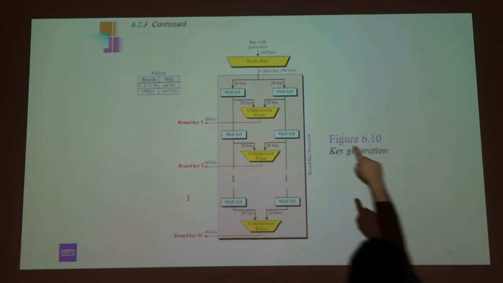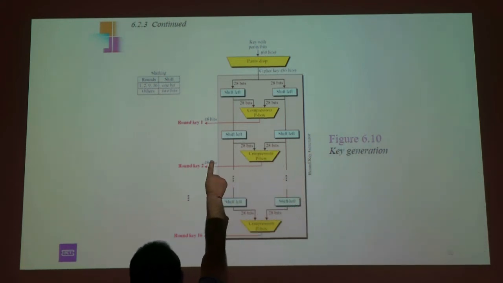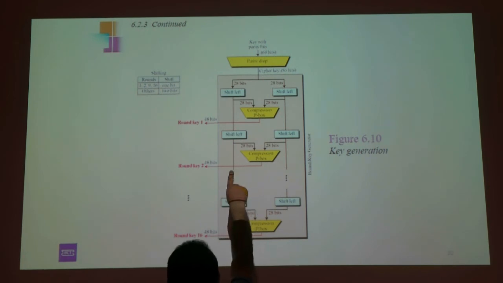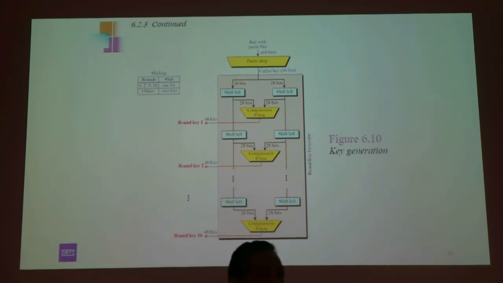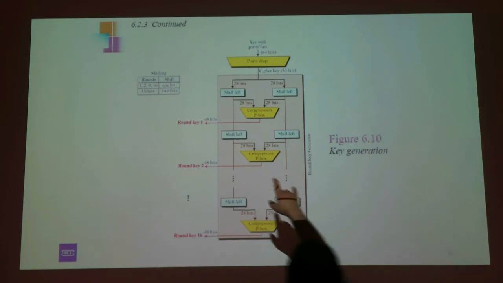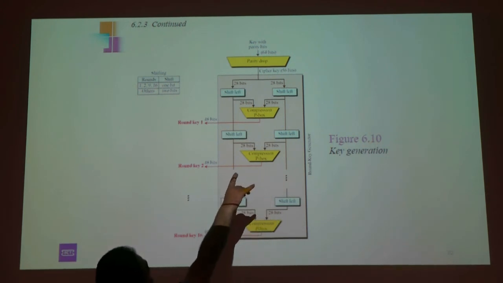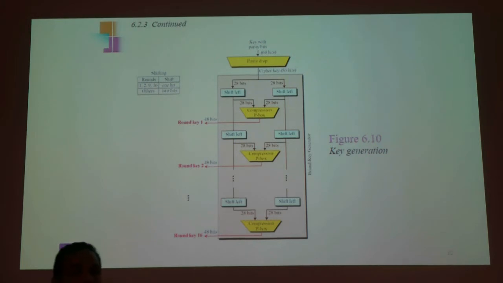So look at the top there. The key is 64, and it says parity drop. So how much do we have remaining? 56. The 56, we divide in two. So how much will each side have? 28. The 28 bits each go to the shift left. So what's the shift left? A circular shift, right?